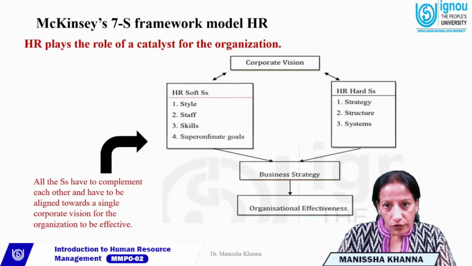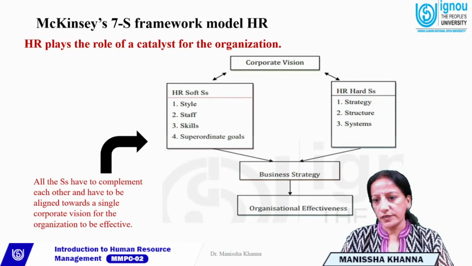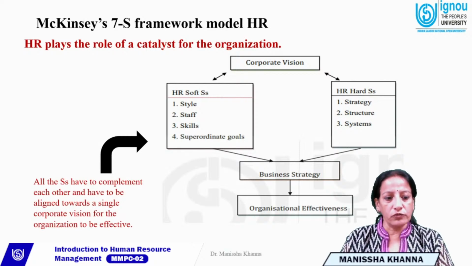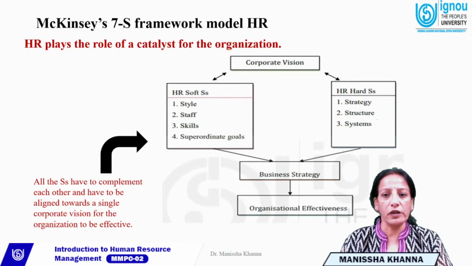The McKinsey 7S framework model of HR talks about 7S, of which 4 are soft S and 3 are hard S, which directly relate to business strategy and ultimately lead to organizational effectiveness. The McKinsey 7S framework says HR plays the role of a catalyst for an organization, where all the 7S have to complement each other and be aligned towards a single corporate vision of organizational effectiveness, which is the ultimate goal of every organization.